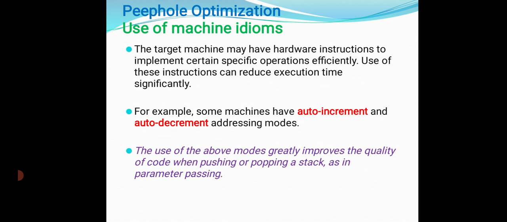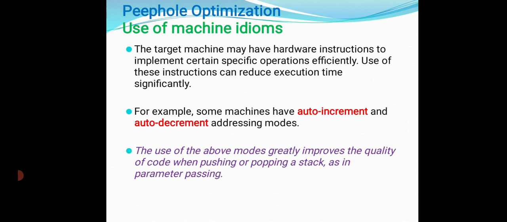Next is use of machine idioms. The target machine may have hardware instructions to implement certain specific operations efficiently. Use of these instructions can reduce the execution time significantly. So we can identify these idioms and use these instructions efficiently. For example, we have two addressing modes, auto increment and auto decrement, already present in the machine architecture. So we can use these addressing modes to enhance the efficiency of the code.